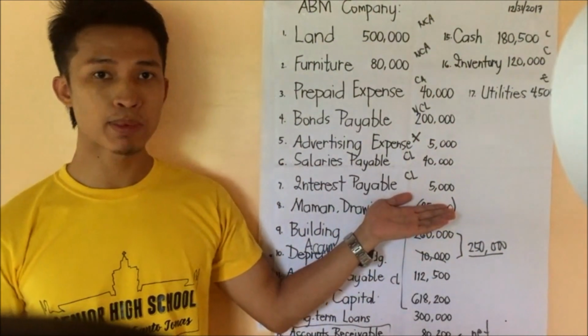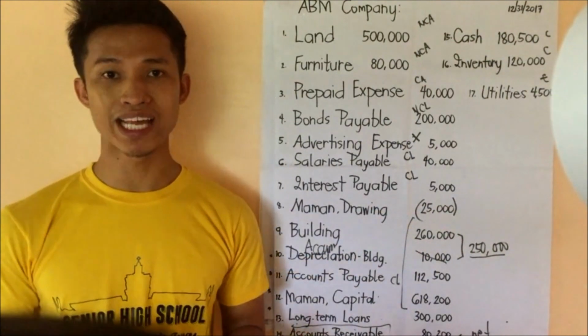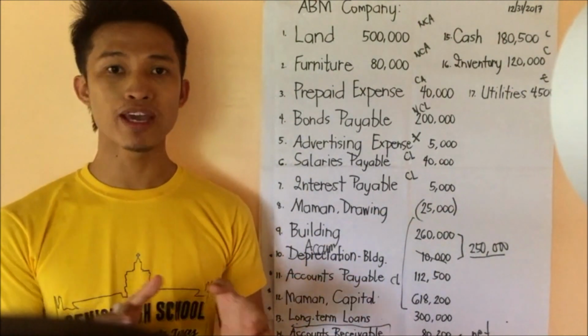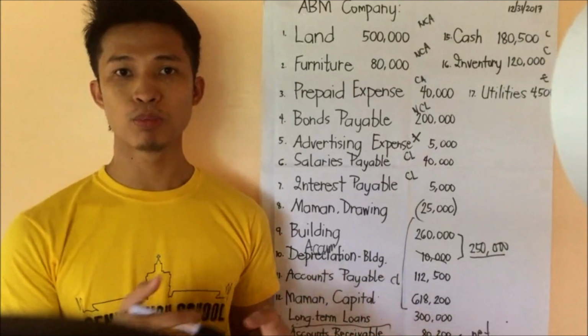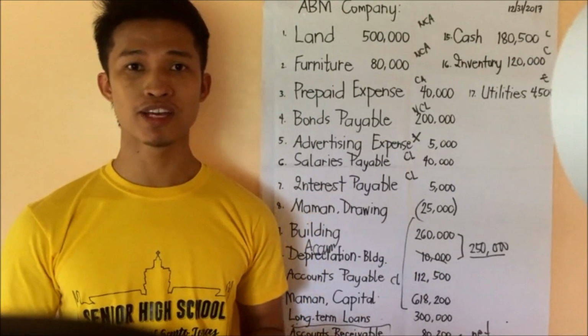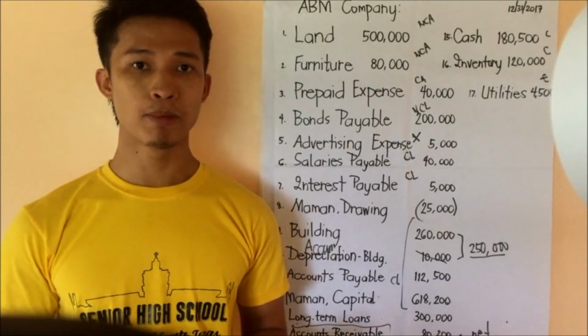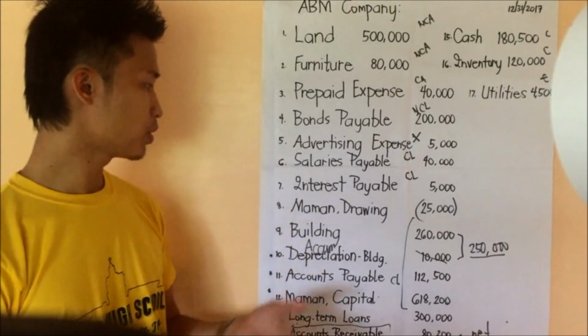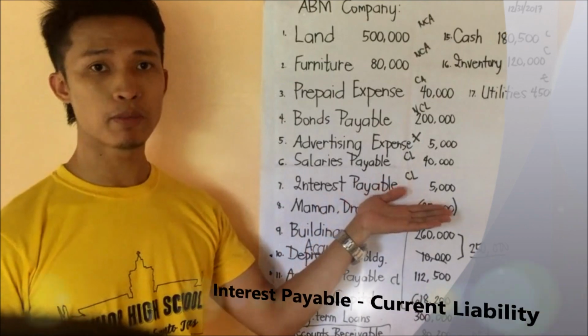Number 7, interest payable 5,000. It's a current liability. Interest payable. Payable. To be paid in the future, so that is a current liability. This is the amount of interest that has been incurred but not yet paid. So, interest payable, current liability.